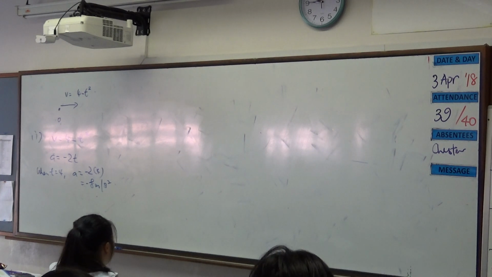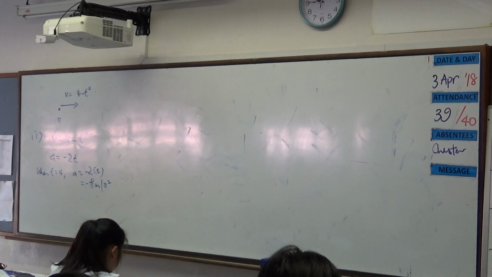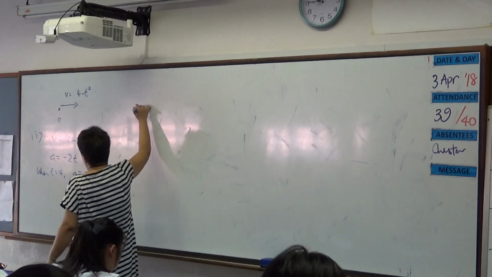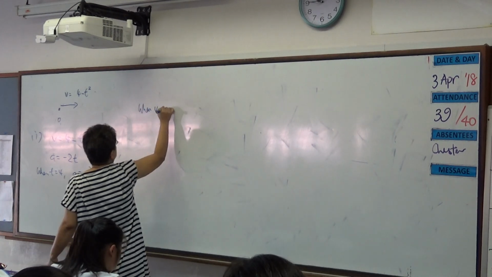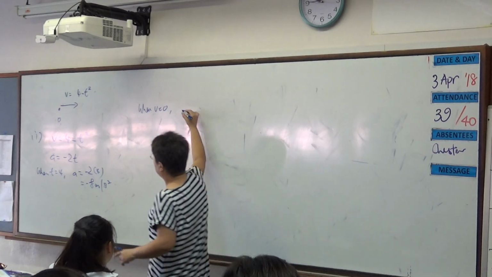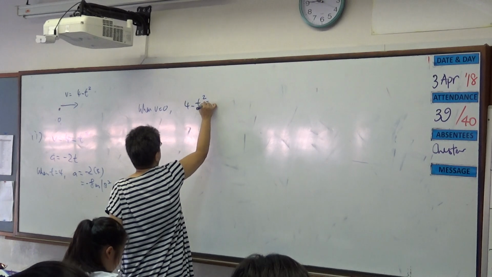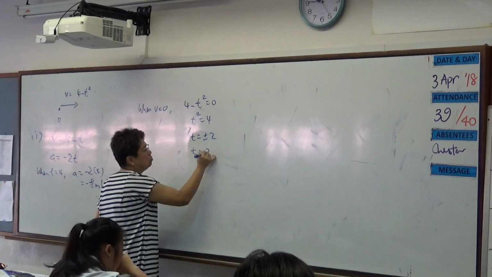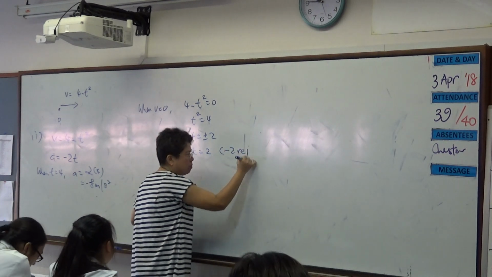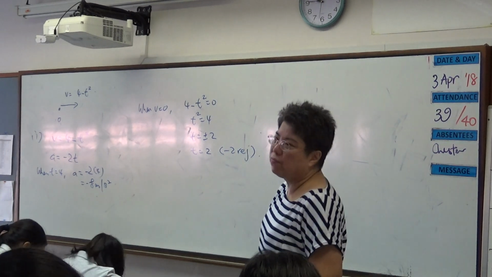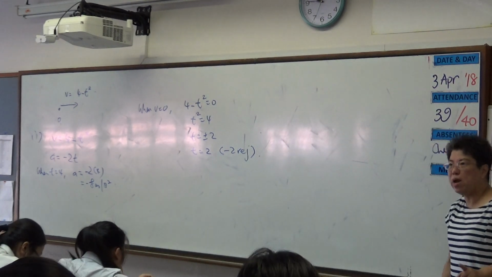The displacement of P from O when P is instantaneously at rest. Integrate. Almost. When v is 0, right? Instantaneous rest means v is 0. Agree? I will have 4 minus t squared equals 0. t squared equals 4. t is plus minus 2. t will equal 2. Negative 2 rejected. I find the t first. t is 2, right? What did they ask for? The displacement when it is at rest.